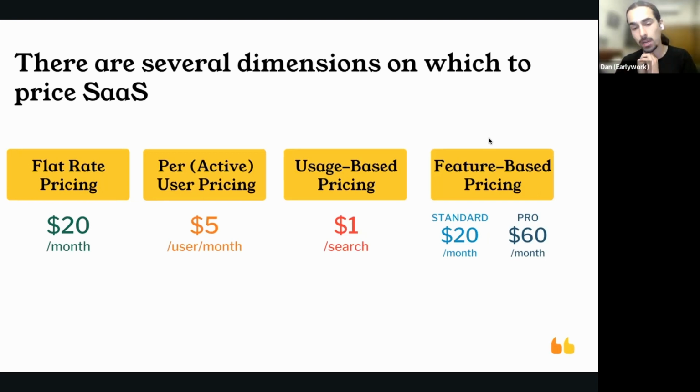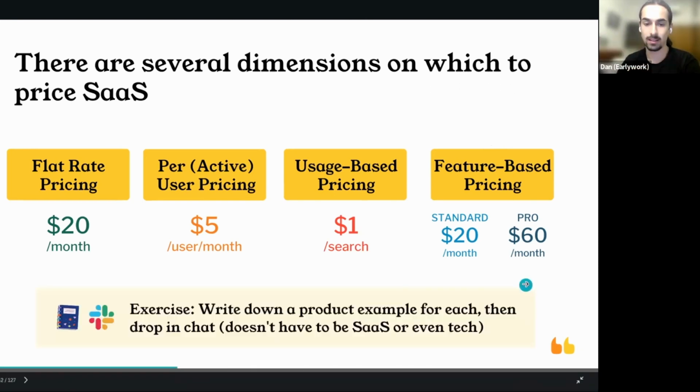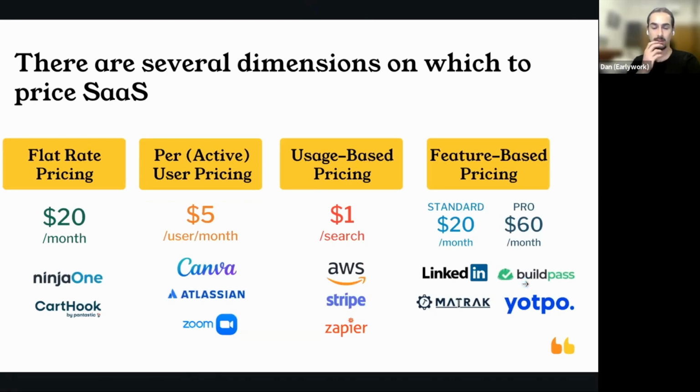And then finally, feature-based pricing. This is quite common in the consumer world as well, where there are often different pricing tiers. And in order to access certain features, you have to pay a higher price, kind of like your pro features. Cool. Yeah. So maybe walking through just a couple of examples.